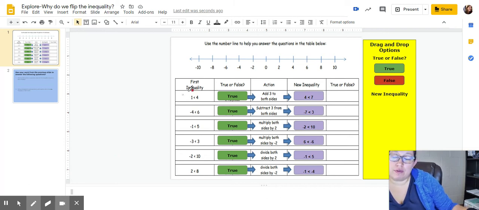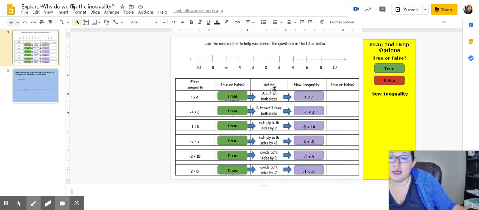Okay, so if you kind of went through this, essentially what you were looking at was that all of these first inequalities were true statements. So 1 is less than 4, -4 is less than 6, -1 is less than 5, -3 less than 3, -2 less than 10, and 2 is less than 8. Okay, so we marked all of these true.